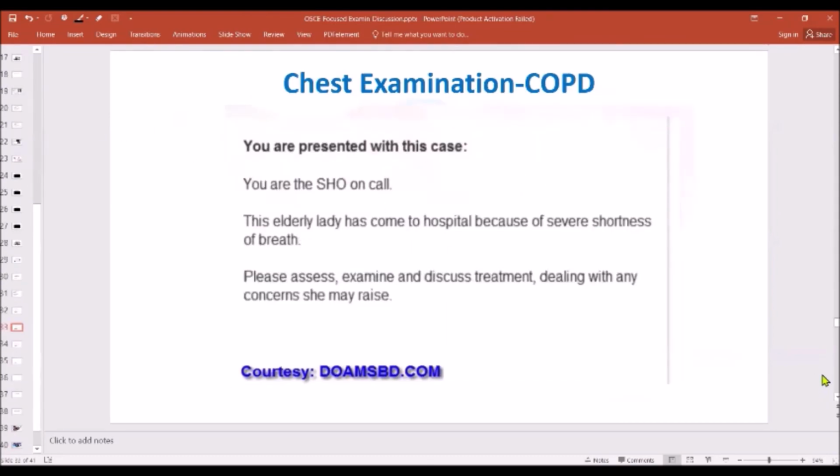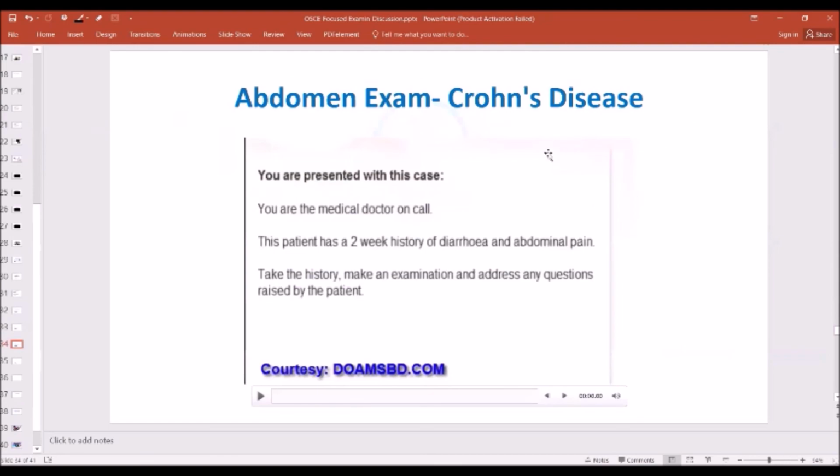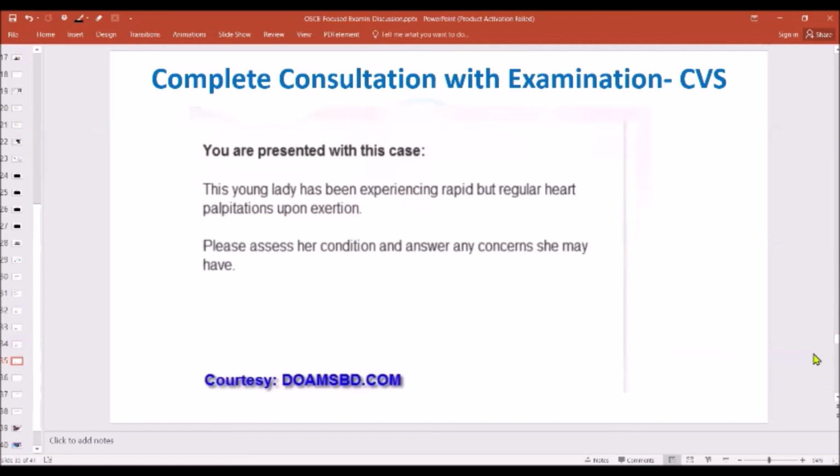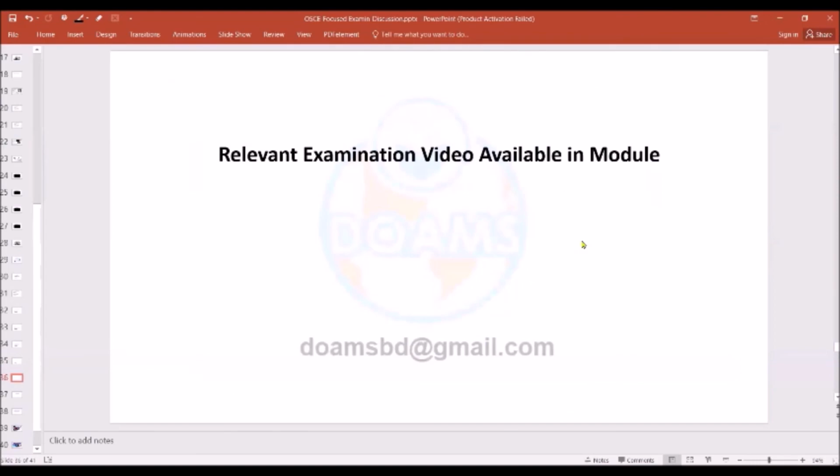Chest examination we already discussed before. Abdomen examination may not be Crohn's disease, maybe other diseases, acute cholecystitis or peptic ulcers. Okay. So complete consultation with examination of the CVS. Complete consultation means discussion and other things, available in this video. So all the videos, doctor, we included in our module, in the basic module. But in the coming mock examination, actually mock practice, we have not included all the examinations. Those who have an orientation of the basic examination technique and other things will benefit from the mock practice.